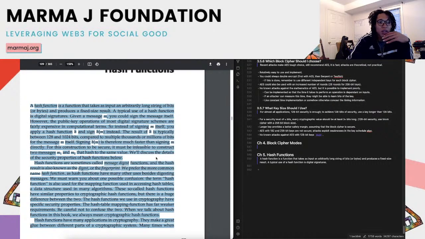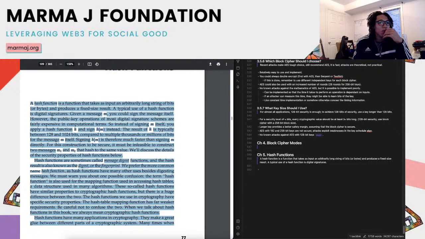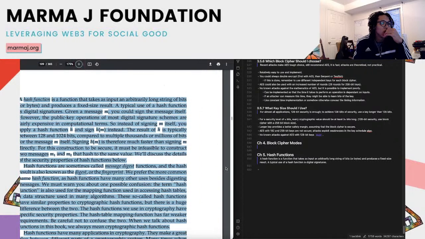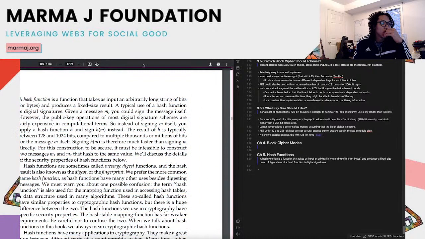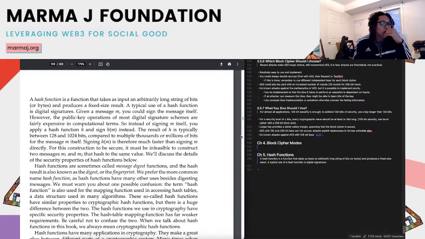A hash function is a function that takes as input an arbitrarily long string of bits or bytes and produces a fixed size result. A typical use of a hash function is digital signatures. Given a message M, you could sign the message itself. However, the public key operations of most digital signature schemes are fairly expensive in computational terms. So instead of signing M itself, you apply a hash function H and sign H(M) instead.